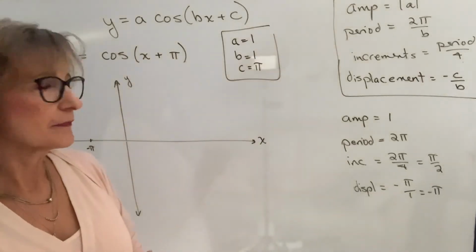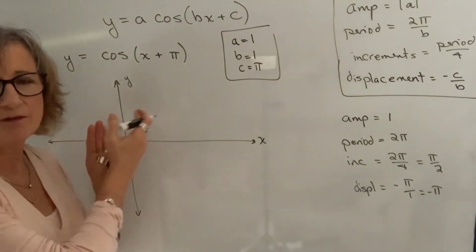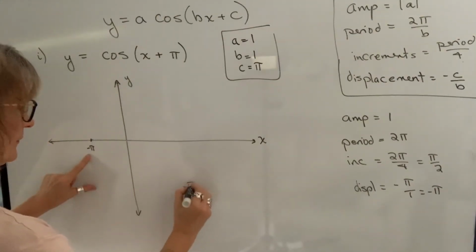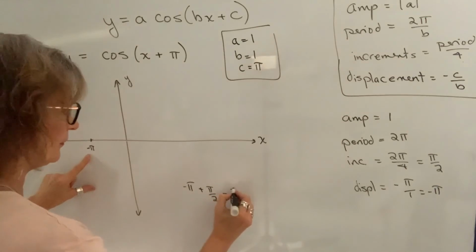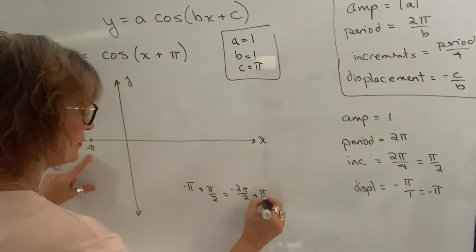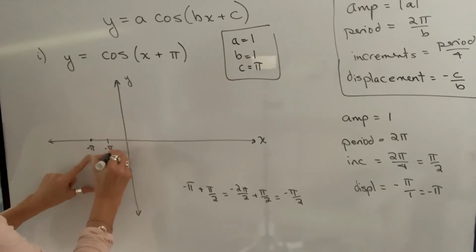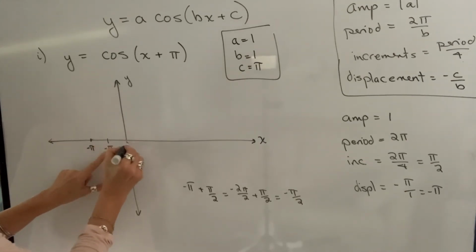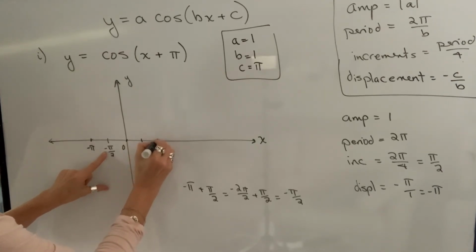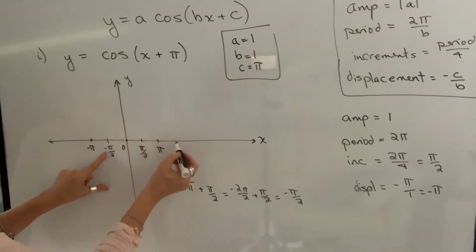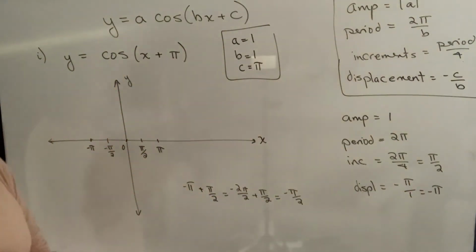I know that the period is 2 pi, which means the increments are pi over 2. So my next key values will increase by a value of pi over 2. If I have negative pi and I add an increment of pi over 2, I need a common denominator, so negative pi will be negative 2 pi over 2 plus pi over 2, which will be negative pi over 2. So that's my next key x value. Then I add pi over 2 to get the next key x value, and that will be 0. I add pi over 2 again, and I add pi over 2 one more time. So pi over 2 plus pi over 2 is 2 pi over 2, which is pi. That gives me a period of 2 pi, and those are my five key x values.